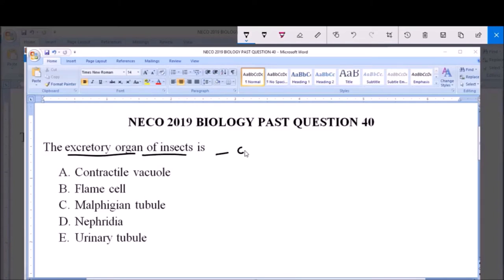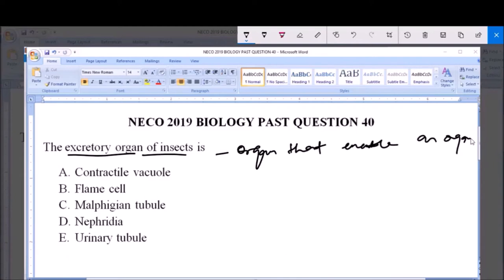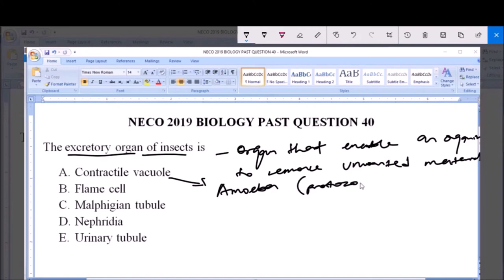Now, excretory organs are organs that enable an organism to remove unwanted materials from its body. So that is the function of excretory organs. Now, this is contractile vacuole. Contractile vacuole is the excretory organ of amoeba, or you can say protozoa. Then B says flame cell. Flame cell is the excretory organ for flatworms, like the tapeworm.